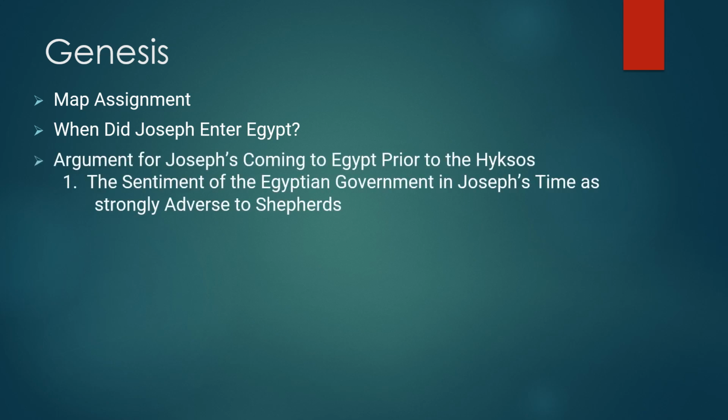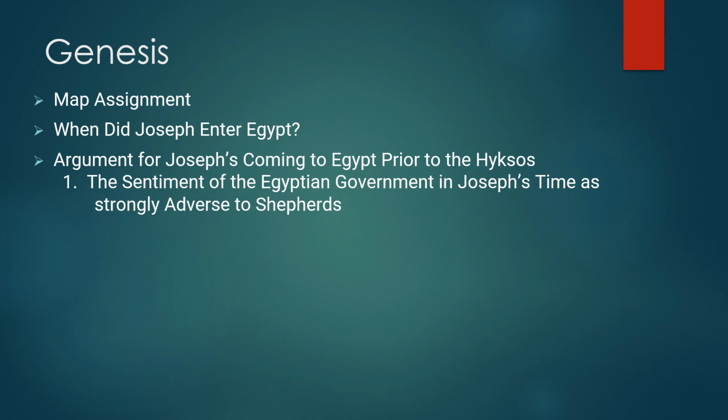So let's look at a few of the considerations for the opposite view, that would be arguments favoring Joseph's rise to power prior to the Hyksos time. If he entered Egypt prior to Hyksos time, that's predicated on an early date for the Exodus. I'll mention three things that are pointed out by advocates of this view.